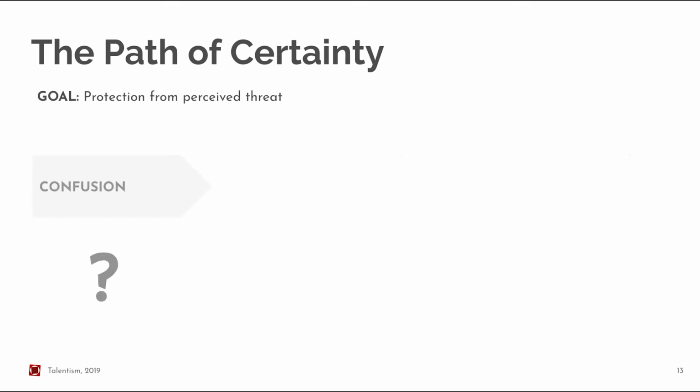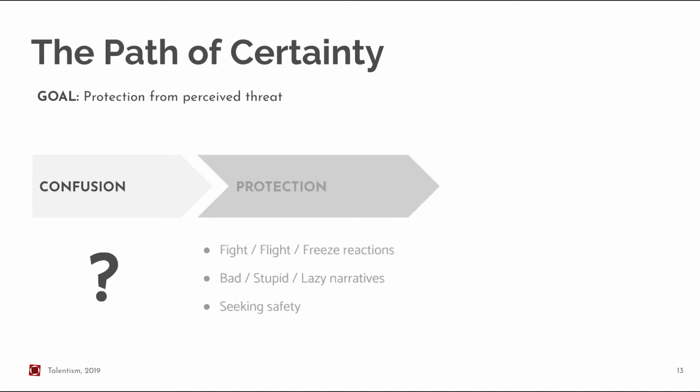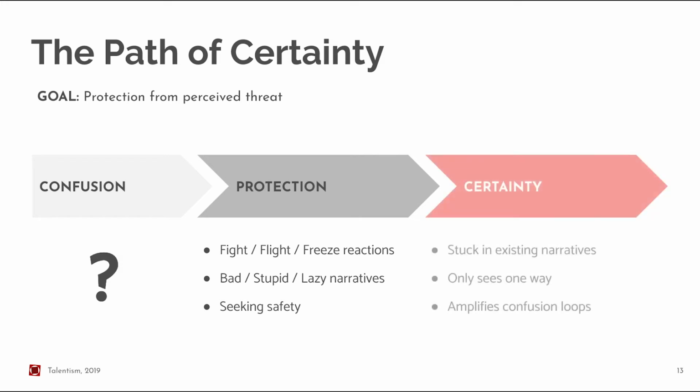Let's summarize. It starts with confusion, and we sense a threat in that confusion. This instinctively leads to fight, flight, or freeze reactions. Following those reactions, we immediately start building these bad, stupid, lazy narratives. We start to seek safety. How do I get away from this confusion? How do I get away from this situation that's causing me pain? We creep into certainty and become stuck there. We only see one way of doing things, and we amplify the confusion of everyone around us.